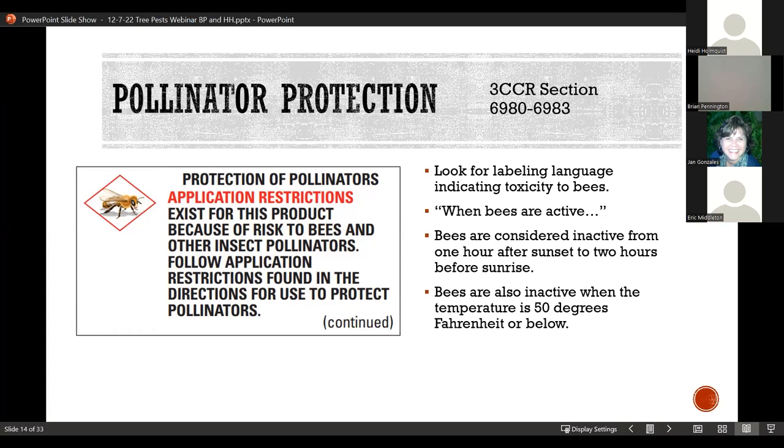If a label says when bees are active, that's defined in the code, section 3 CCR 6980. It might be 81. It's one of those between 6980 and 6983. Bees are active. Well, it's easier to say when they're inactive. They're inactive 1 hour after sunset and 2 hours before sunrise. They're also inactive when the temperature is 50 degrees Fahrenheit or below. So if they're not inactive per the code section, they're considered active. You shouldn't use a pesticide that says don't use when bees are active.